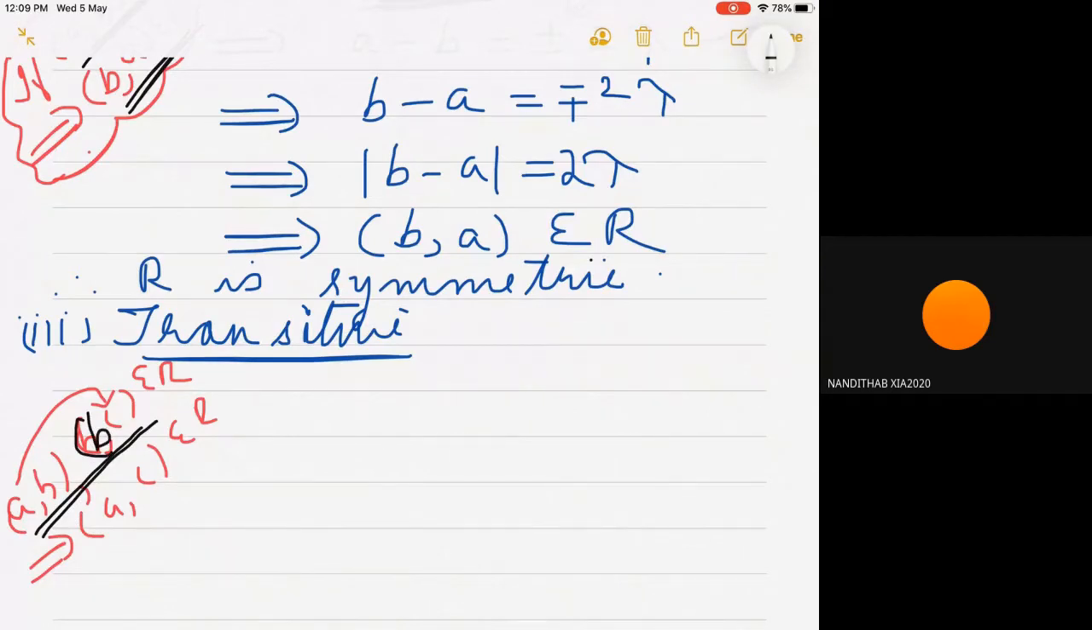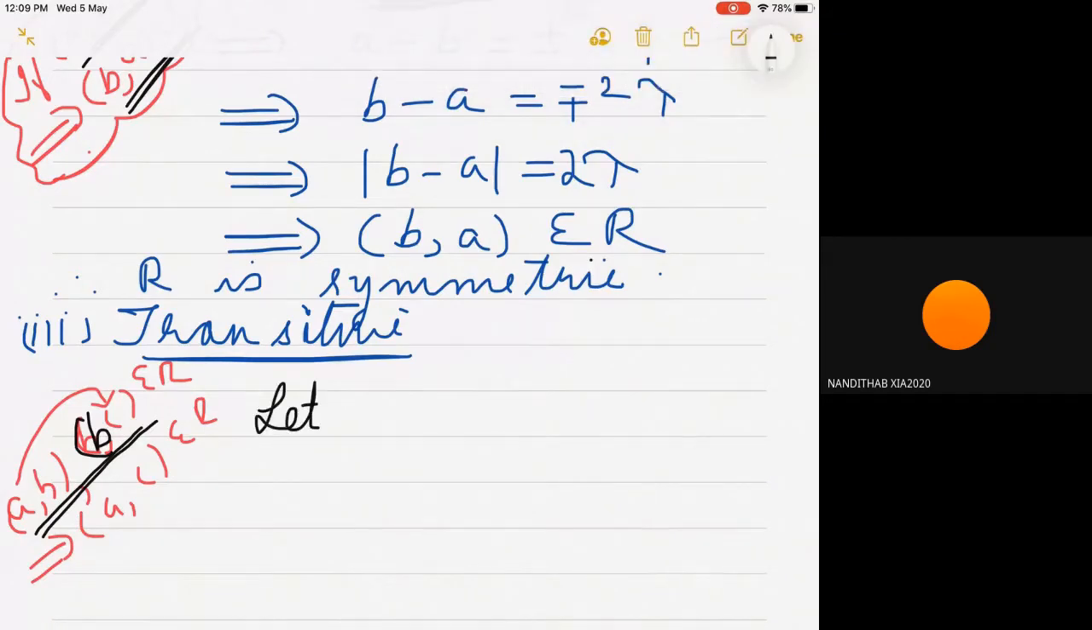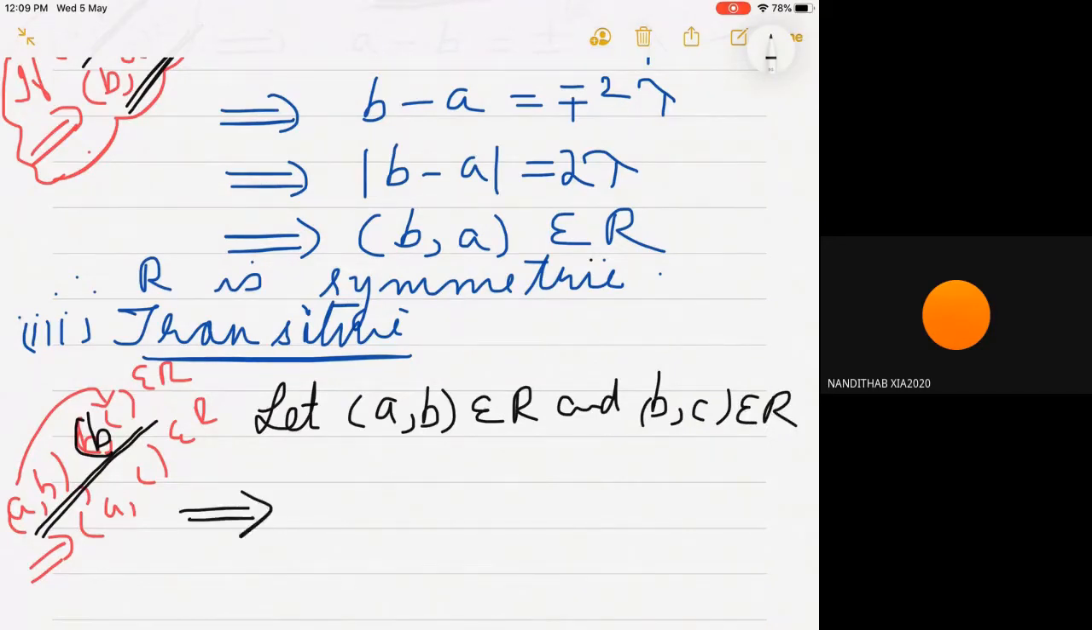So that means you will assume the condition. That means you will use the word let. Let (A, B) ∈ R and (B, C) ∈ R. This is the assumption you have to make. Now that implies you immediately convert this assumption to the equation.